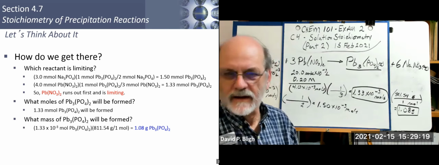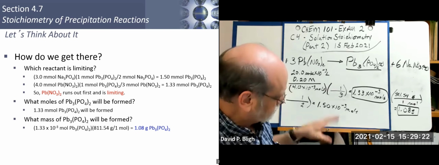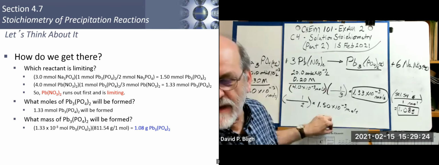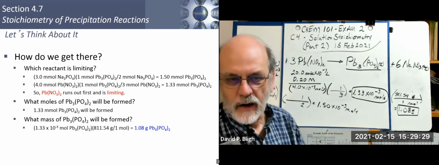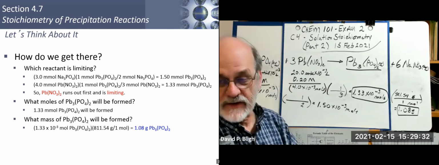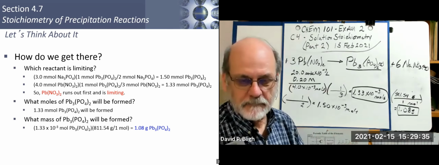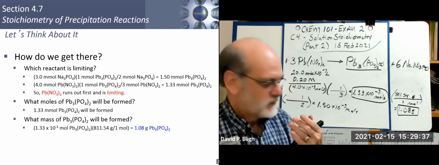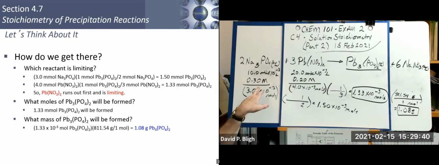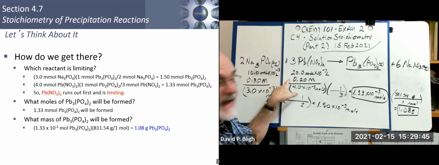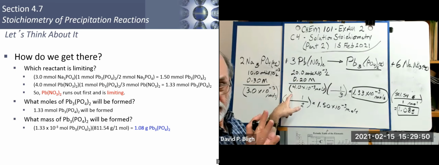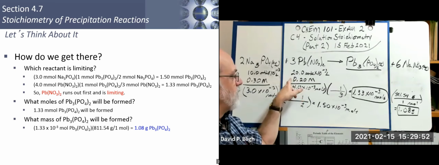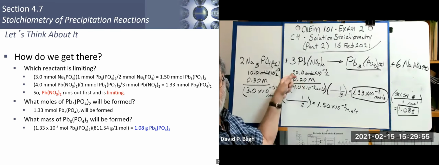Yeah, okay. You'll notice that I'm using a different measure of moles, millimoles. It's not as cryptic as it might look. When you multiply molarity times liters, you get moles. That's the definition. But if you multiply molarity times milliliters, you get millimoles.